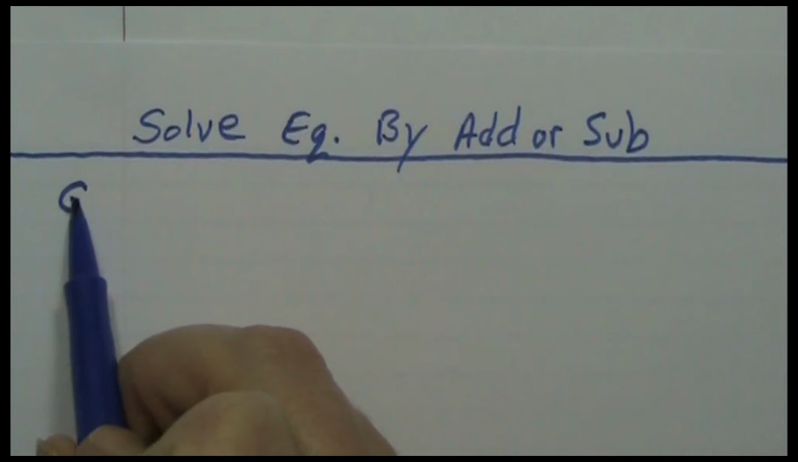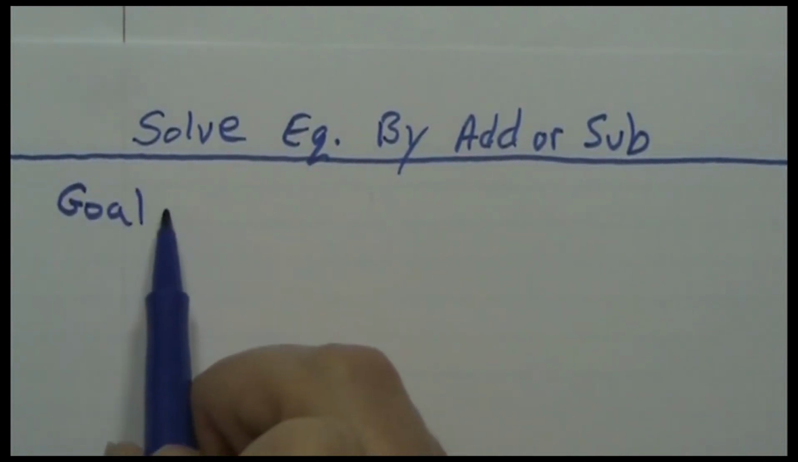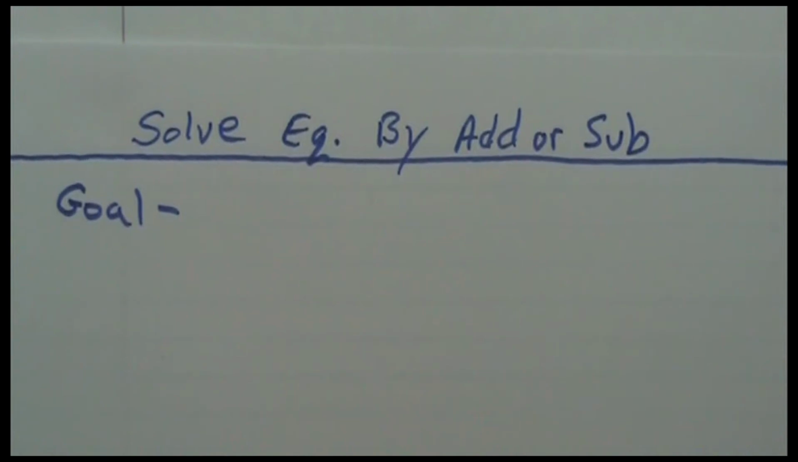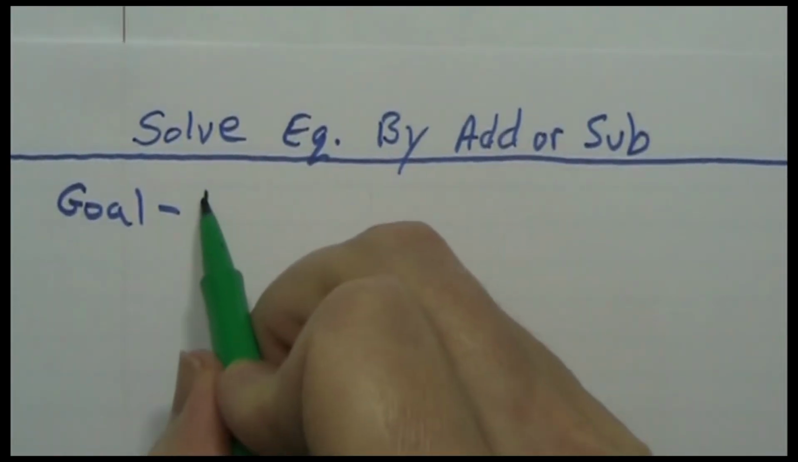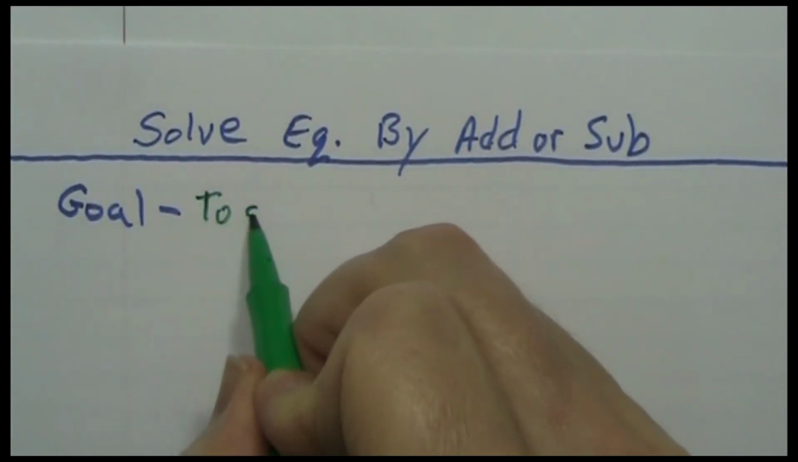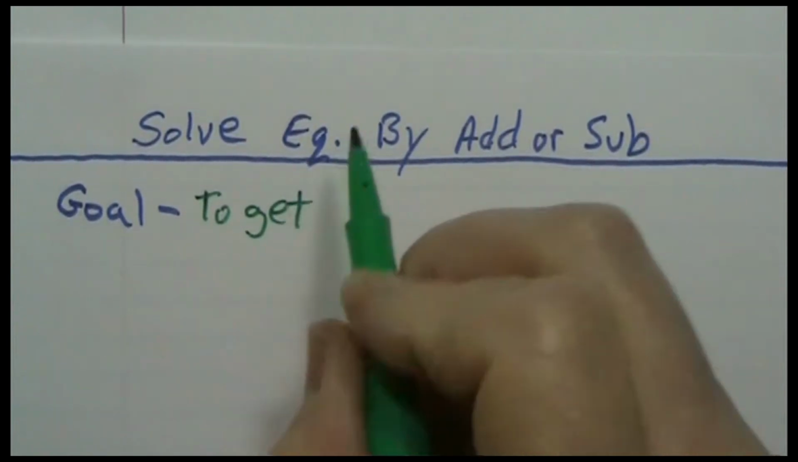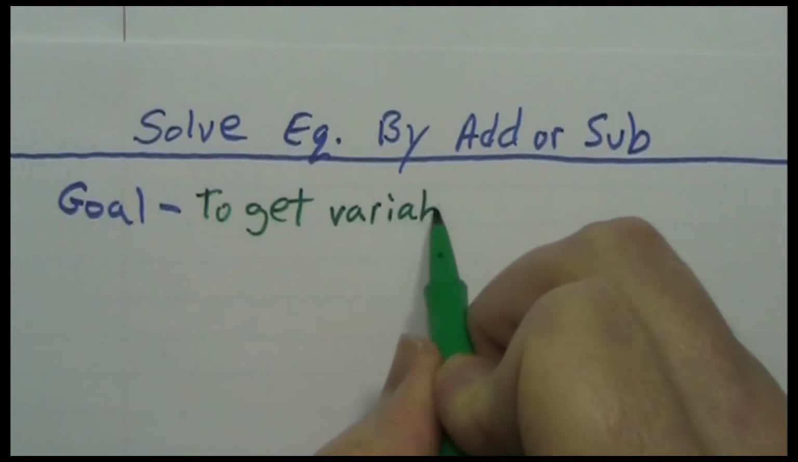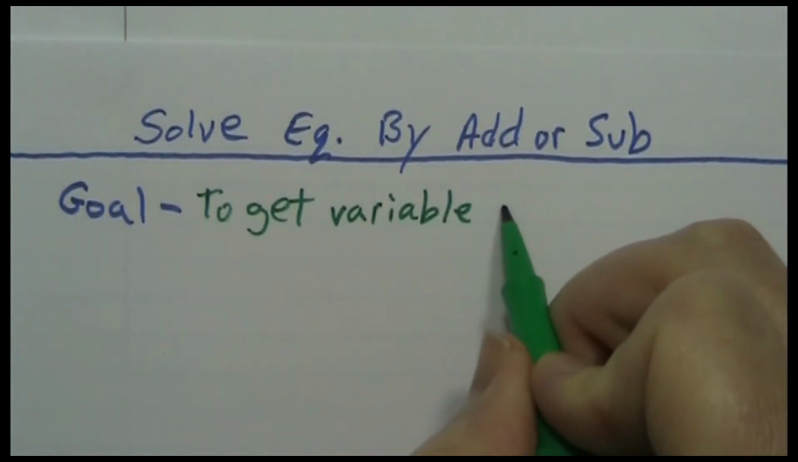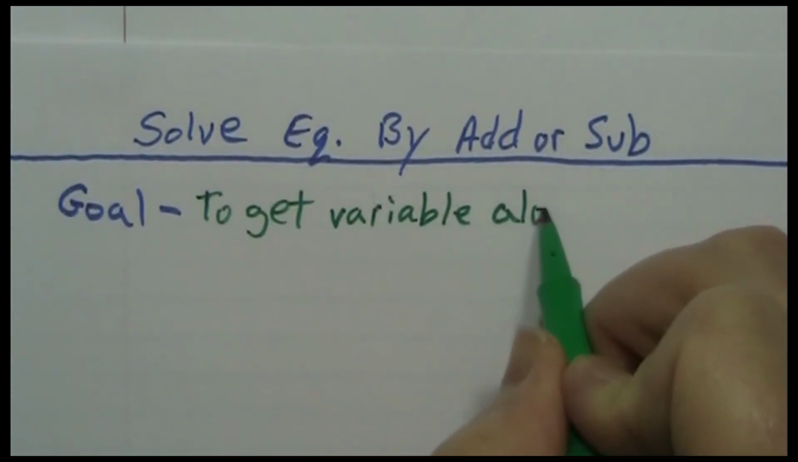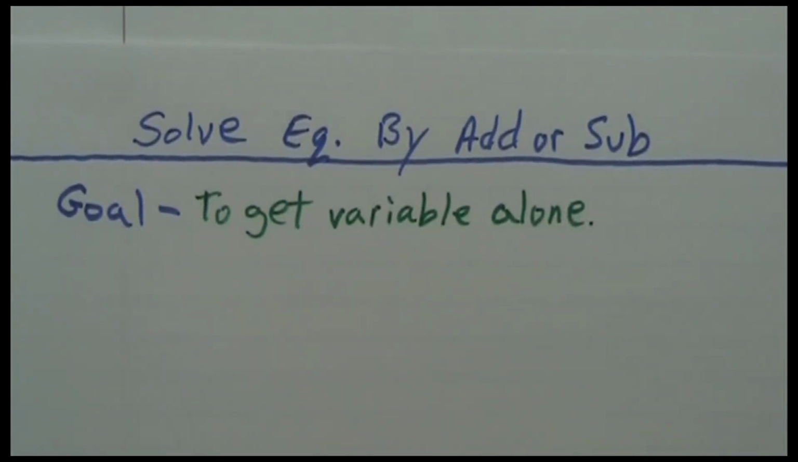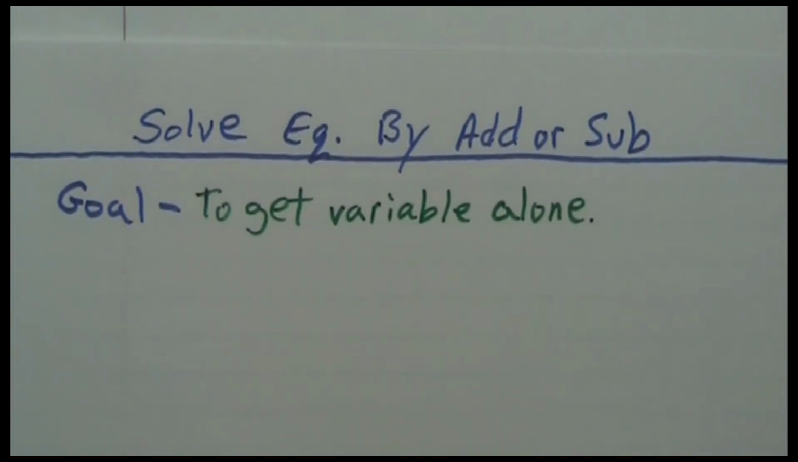Okay, so what's the goal? What are we trying to do? We're trying to get the variable, that's the letter, alone. That's what we're trying to do, to get the variable alone. That's our goal.